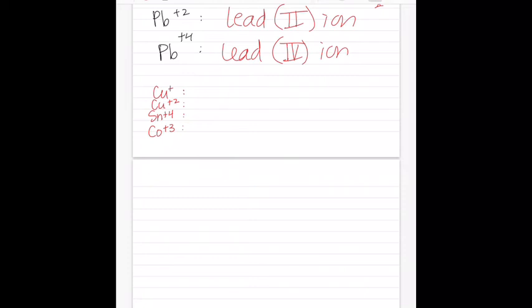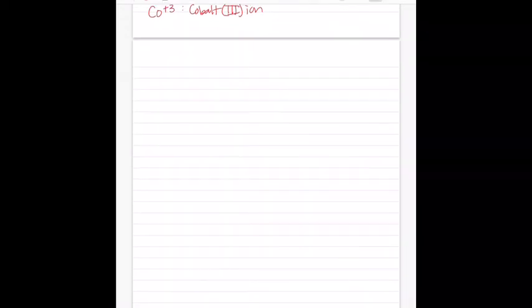Okay, hopefully you answered these. So this is a +1 on this copper, so that's going to be copper, Roman numeral 1 ion. Now this is a +2, so Roman numeral 2 ion. Sn plus 4 is going to be tin 4 ion, and then this will be cobalt 3 ion.